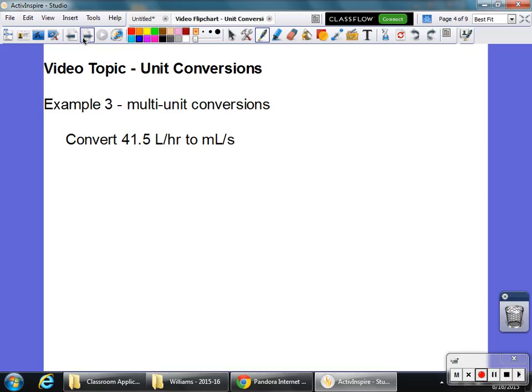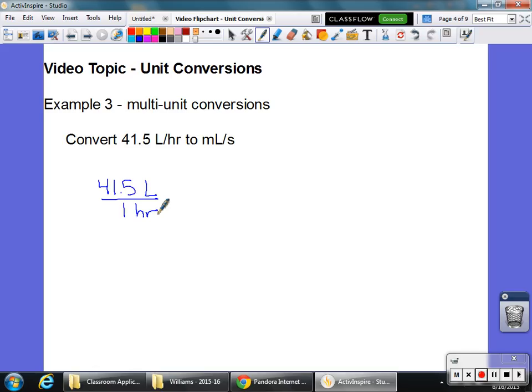For example, we have 41.5 liters per every 1 hour. This could be maybe how much gas is being used up in an engine, or we're looking at some specific unit over time.